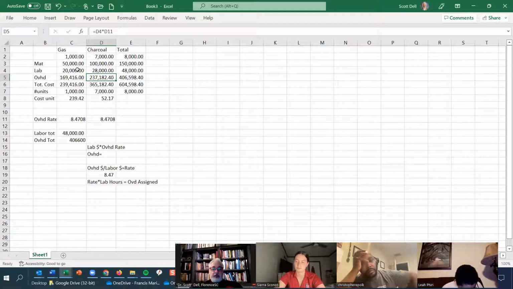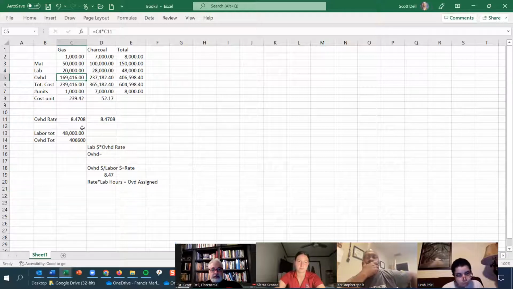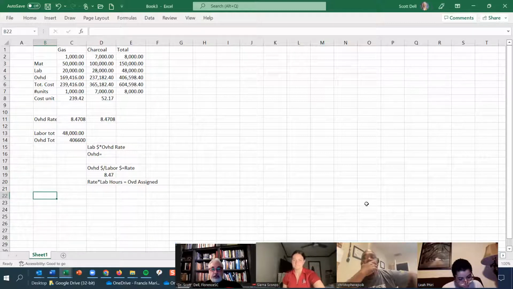Is that accurate? Well, if our labor is lower on the gas and higher on the charcoal, it's going to have somewhat of that effect. That's how we get our overhead rates associated by multiplying our labor dollars times that 8.47 we calculated. But now we're going to go through and try to figure out what our overhead is for gas and for charcoal based on 4 criteria.